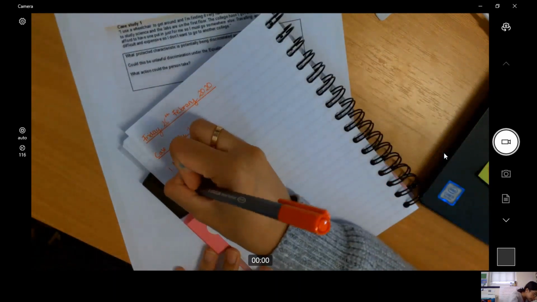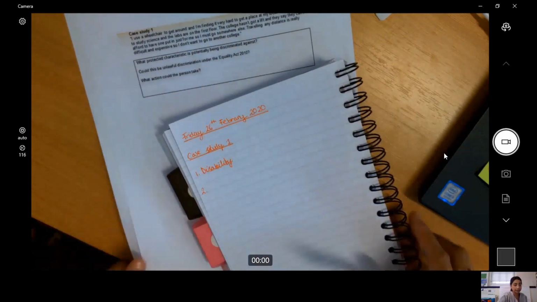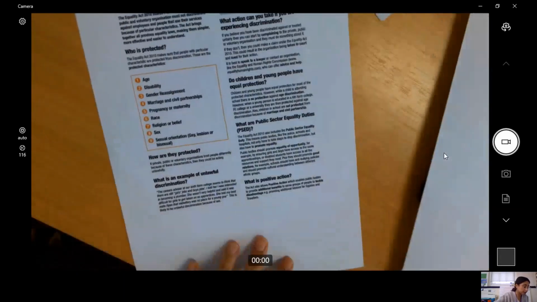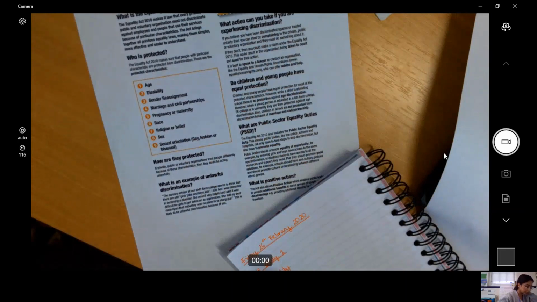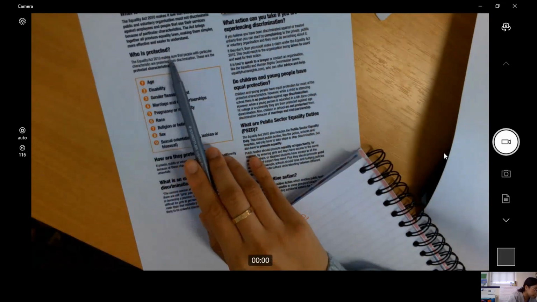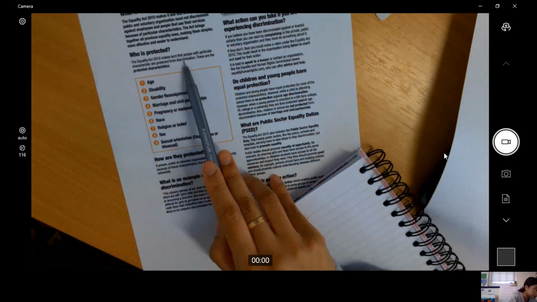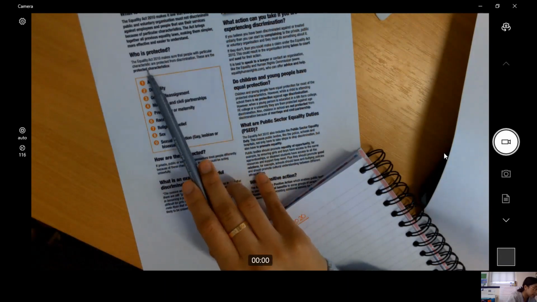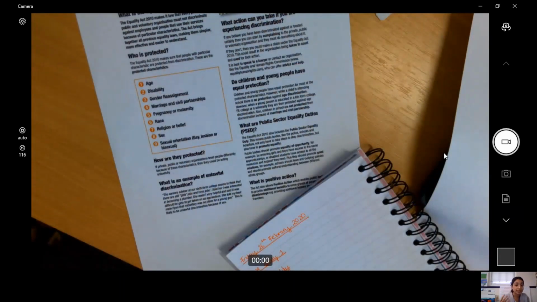So number 2, the second question is, could this be unlawful under the Equality Act 2010? So let's have a look in the text if this can be unlawful under the Equality Act 2010. So the Equality Act 2010 makes sure that people with particular characteristics are protected from discrimination. Remember, discrimination is to be treated unfairly. These are protected characteristics. Because disability is part of a protected characteristic, it means it is protected under the Equality Act 2010, and therefore it is unlawful discrimination.